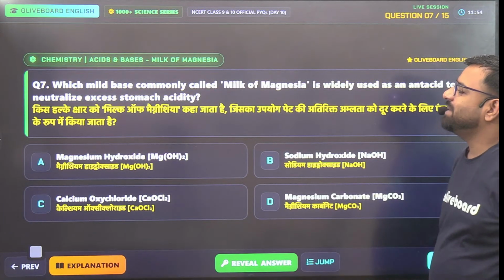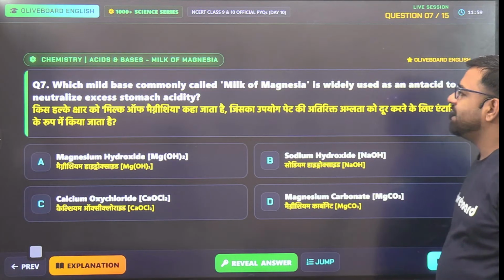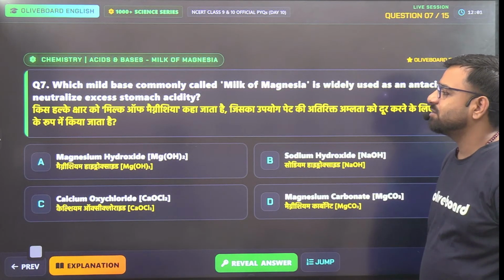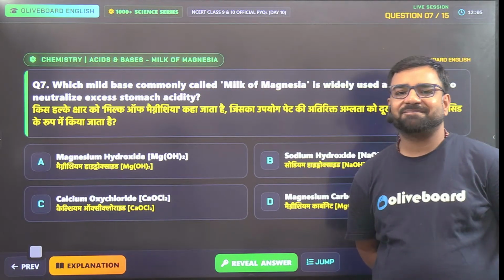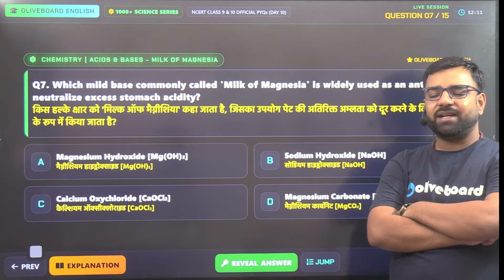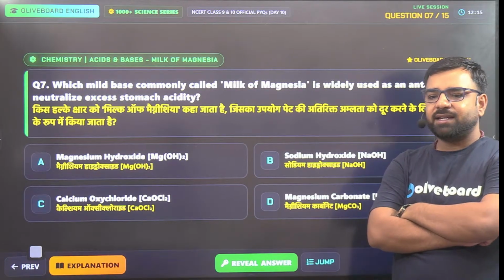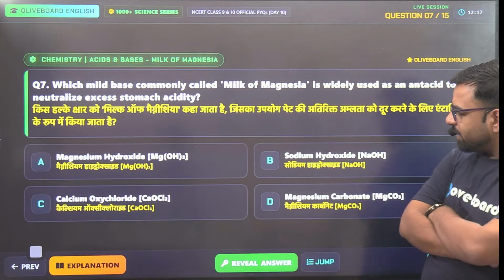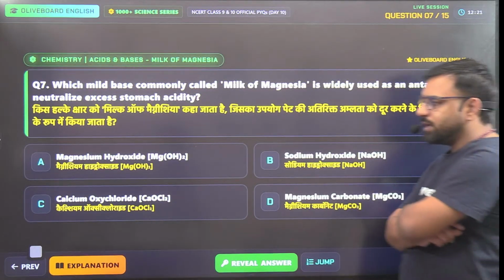Which mild base, commonly called milk of magnesia, is widely used as an antacid to neutralize excess stomach acidity? So guys, within our stomach, which acid is there? HCl. Its pH value is approx 1.2 to 1.8, right? So if its level increases, we need to go for base. And which is that base? Is it magnesium hydroxide, sodium hydroxide, magnesium carbonate, or calcium oxychloride?